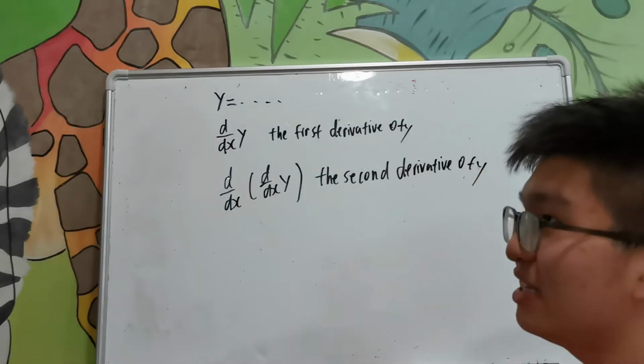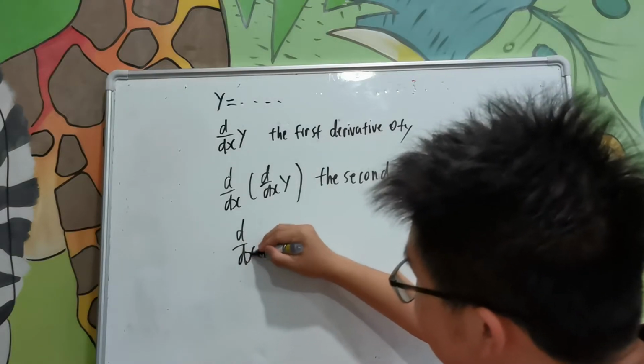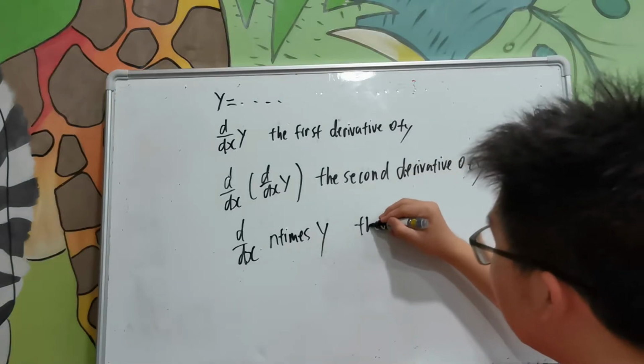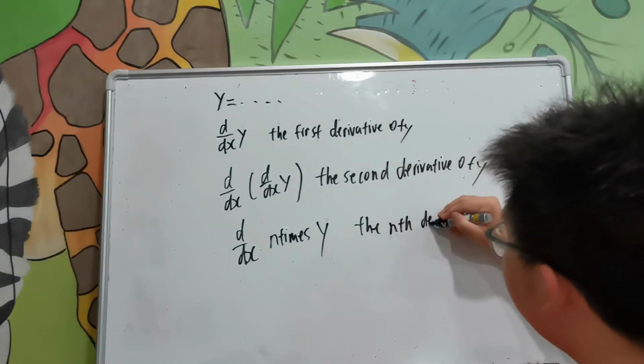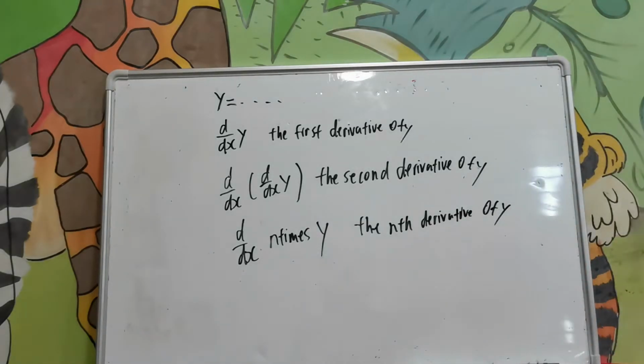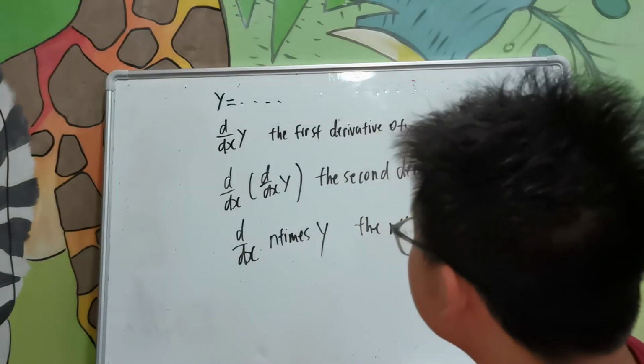If I do it n times, so I do d dx n times of y, this will be called the nth derivative of y. For your purposes as a secondary school student, there are only positive integer values of derivative, like first, second, third, fourth, fifth, sixth. There is no such thing as fractional derivatives. However, if you go to university and you do partial derivatives, which I will not dwell into, you do fractional derivatives.